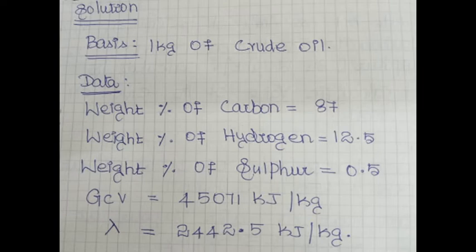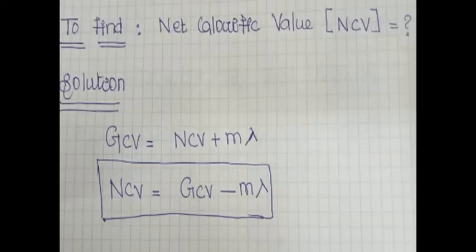Data: weight percentage of carbon 87, weight percentage of hydrogen 12.5, weight percentage of sulfur 0.5, GCV or gross calorific value 45071 kilojoule per kg, lambda value 2442.5 kilojoule per kg. Objective of this problem: net calorific value.